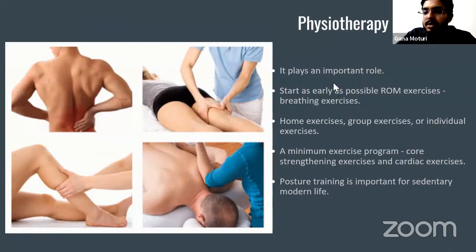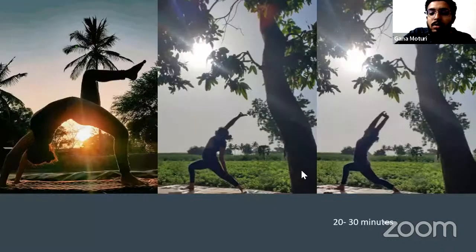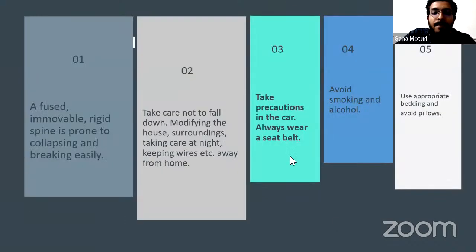Physiotherapy plays an important role. It should be started as early as possible for all the range of movements, and breathing exercises should be done. Home exercises and group exercises should be encouraged, and strengthening exercises and cardiac exercises should be done. Posture training is important for the sedentary modern lifestyle. And yoga therapy for 20 to 30 minutes is essential for patients with ankylosing spondylitis.